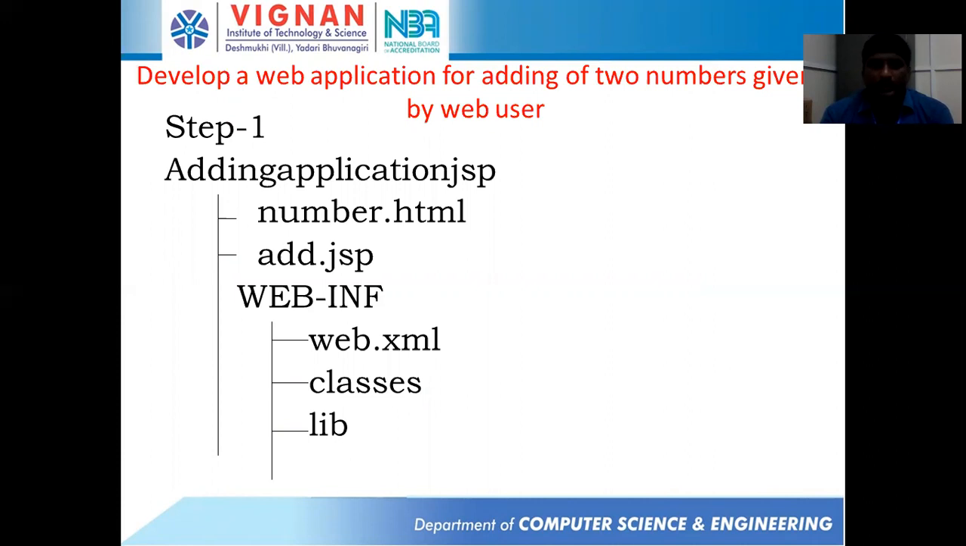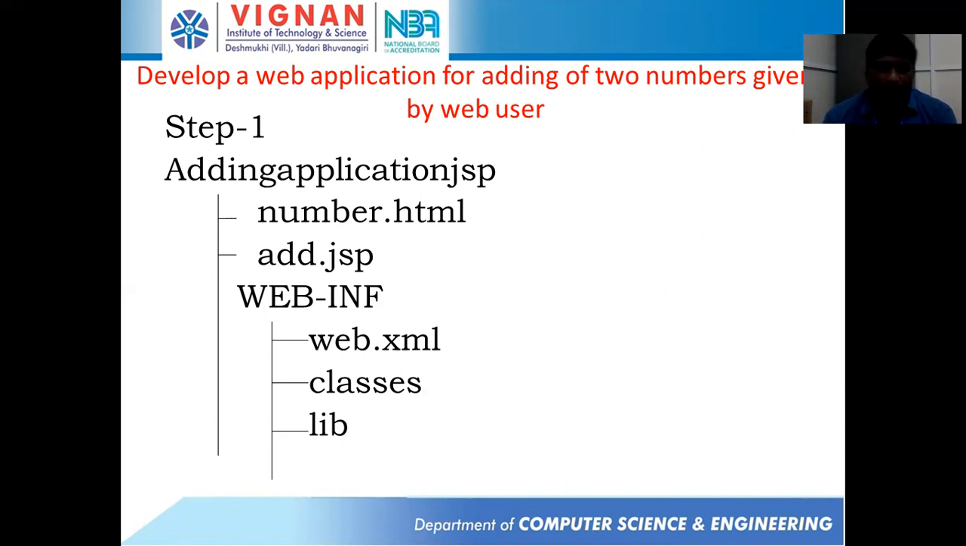Next, how to develop a simple application. I already explained the same application in Servlet, and I can give you the same information in JSP also. I don't want to repeat all the points again. Just create the directory structure. Here my root directory is adding application JSP. The resources are needed because we are adding two numbers, right? So entering two numbers requires number.html, and for performing addition we are writing JSP only.